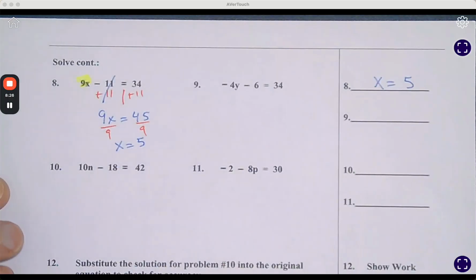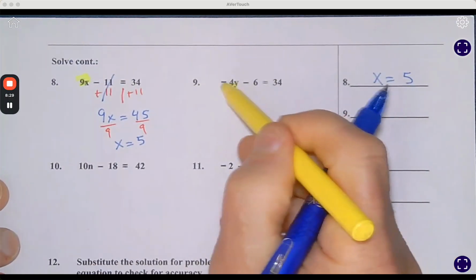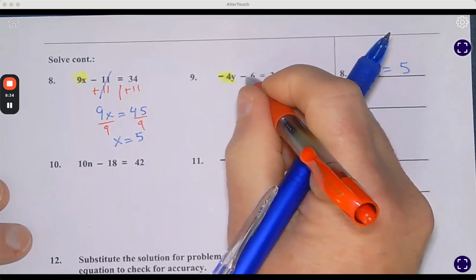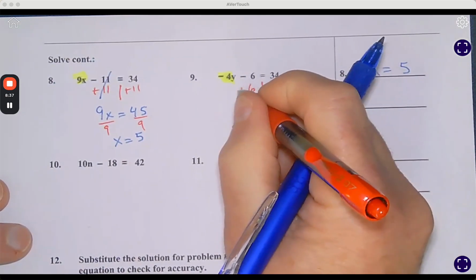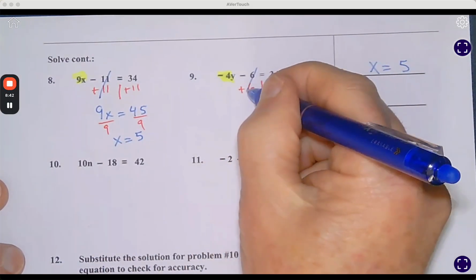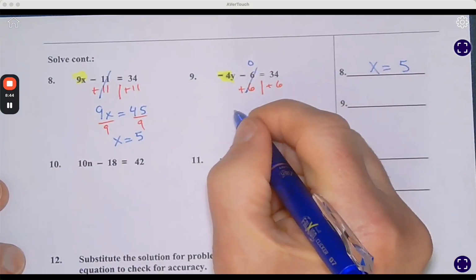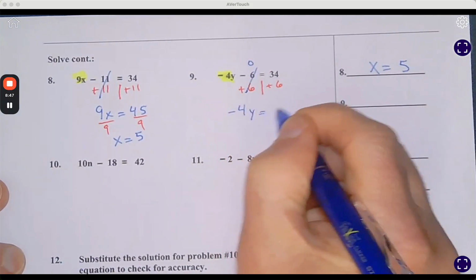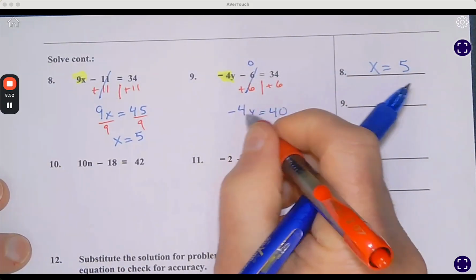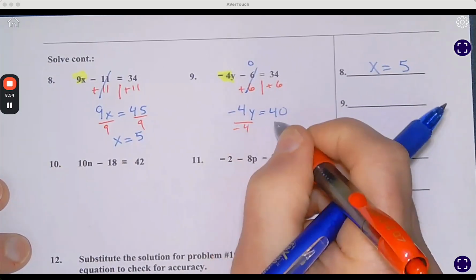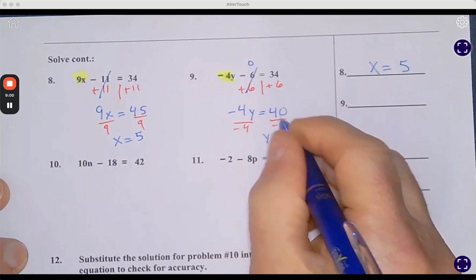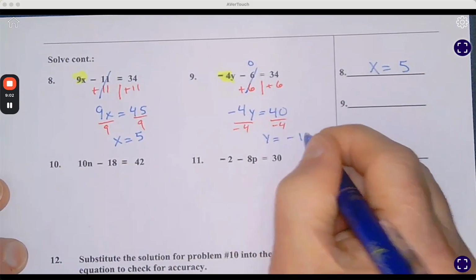All right, here we go again. Identify that variable term, right, chat? Inverse operations. So the inverse operation of minus 6 is plus 6. If you do it to the left side of the equal symbol, you got to do it to the right. This cancels out, goes to 0. That's what we wanted. So I get negative 4y equals 40. Now I'm going to divide by that coefficient. The coefficient is the number in front of the variable. So divide by negative 4.